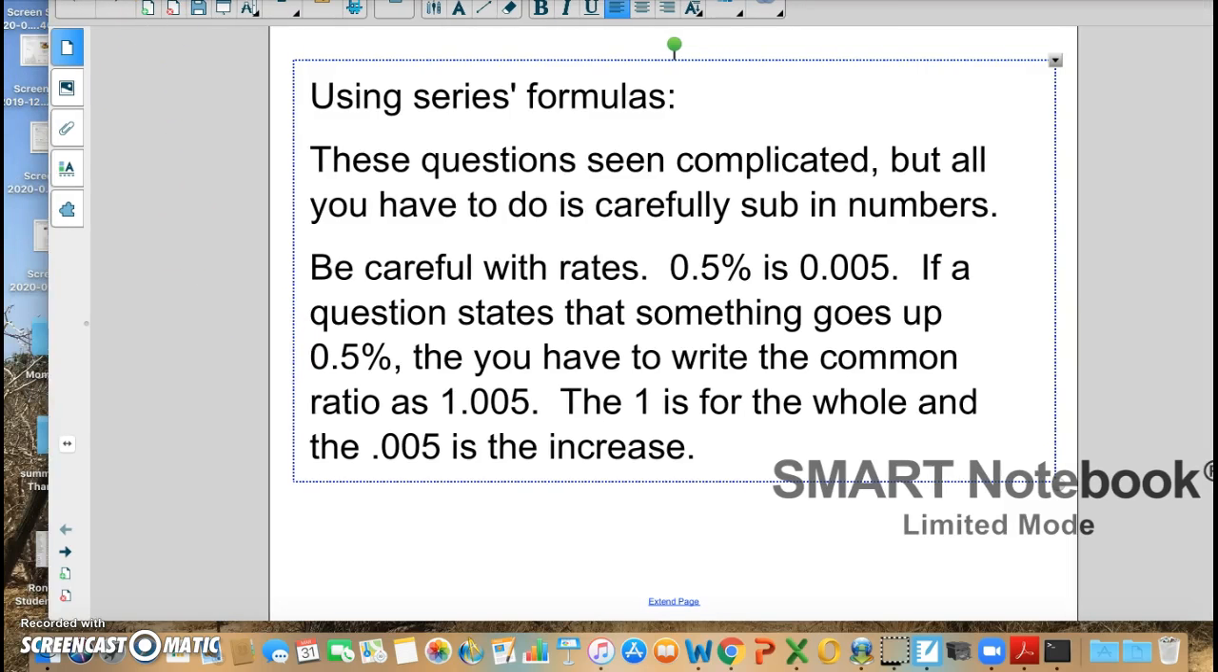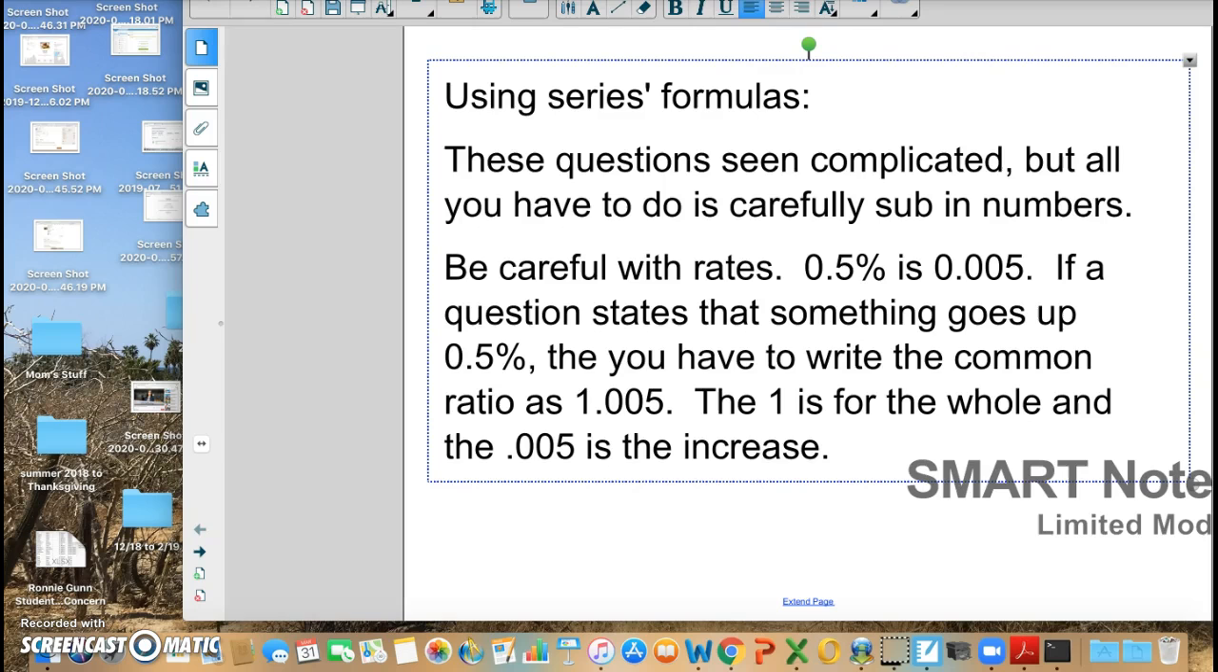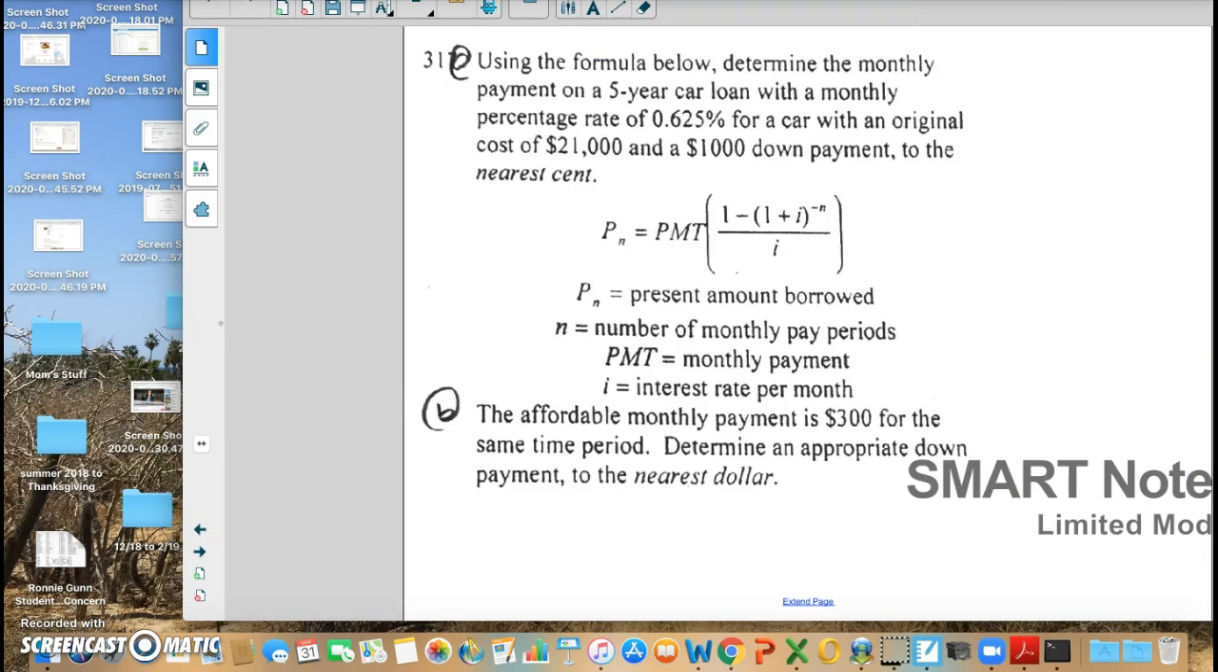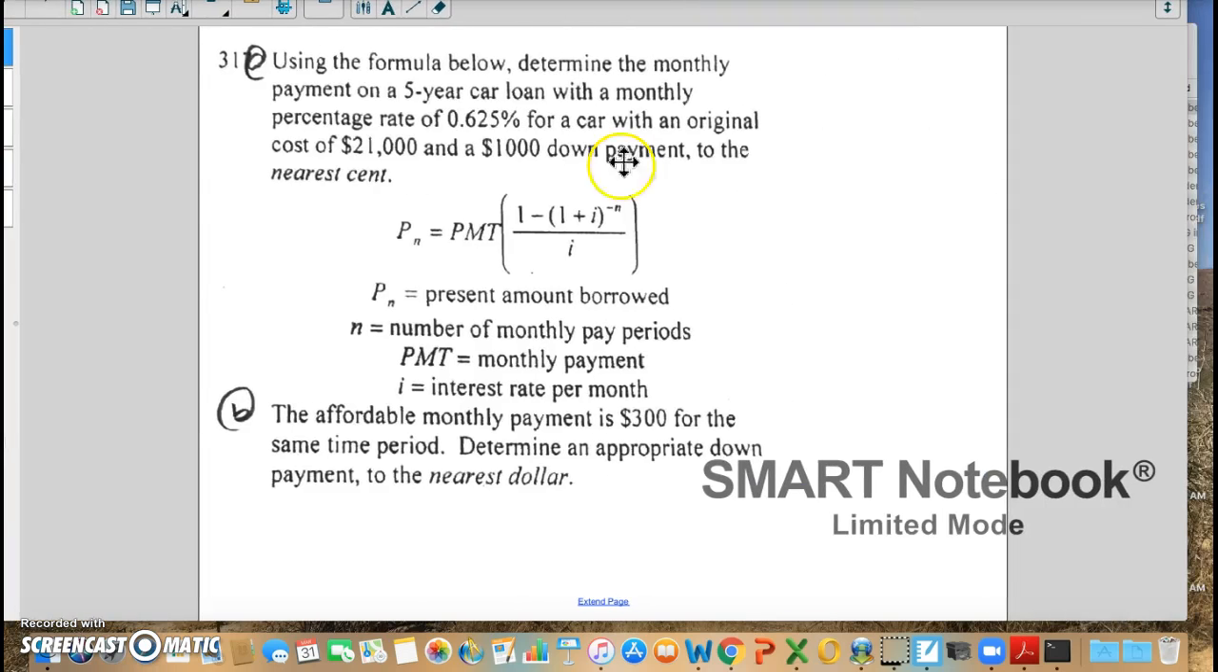Okay, so at this point, take a look at what I posted on your classroom. You might want to pause so that you can see these questions. If you don't have a printer, you can just read along. Again, pause in between the questions and see if you can answer. Okay, so here's a good question where it looks complicated, but it's not as bad as it looks.